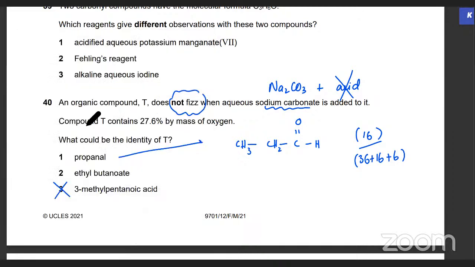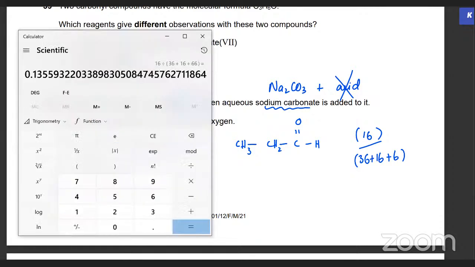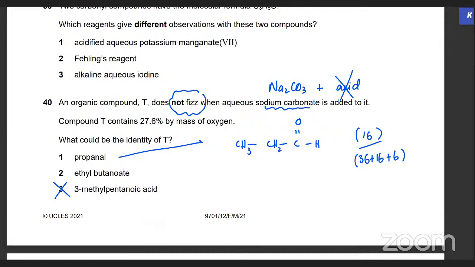Propanol, right? You added 66 instead of 6. क्या चीज? You added 66 instead of 6. Oh, अच्छा ठीक है. इसको फिर देख लो कि अच्छा वो सही हो गया खत्म. What's 36 plus 16? Mentally कर लेते हैं. That's 52 plus 6. That's I think 58. So 16 divided by 58 gives you, we are at 27.6%. So the first one is correct.